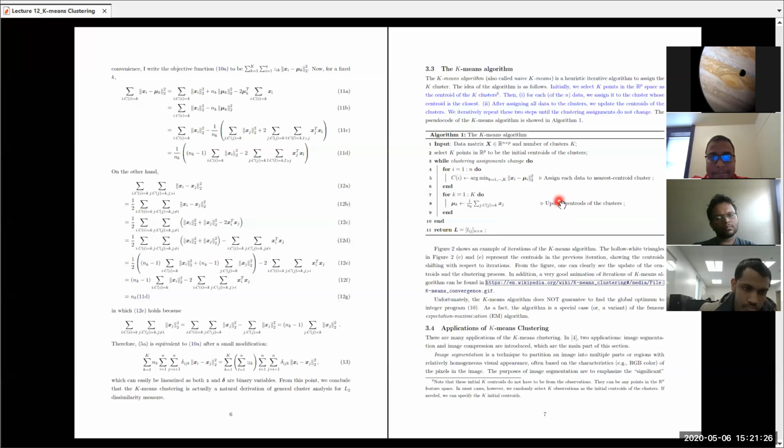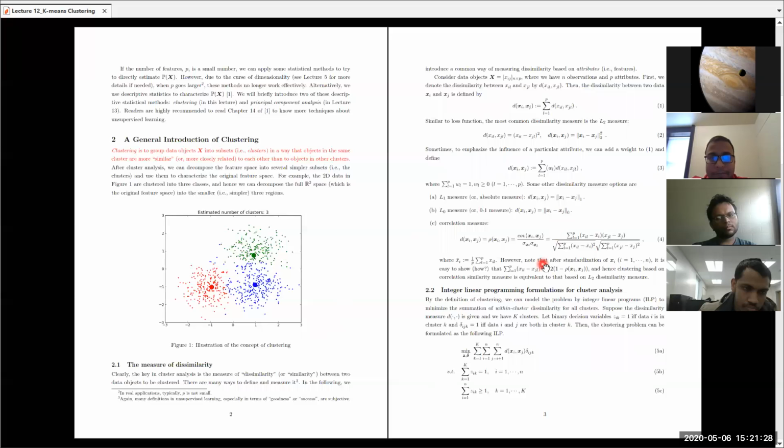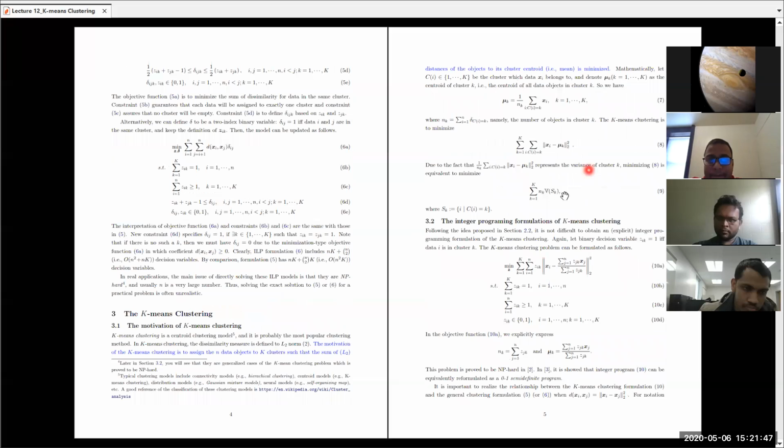No, convergent here, what I mean is that it's going to stop. It's not going to jump forever. You know what I mean? Strictly, actually, my point is that depending on initial k-centroids, they're going to converge to different points. Yes, they're going to converge to different points. You're absolutely correct.